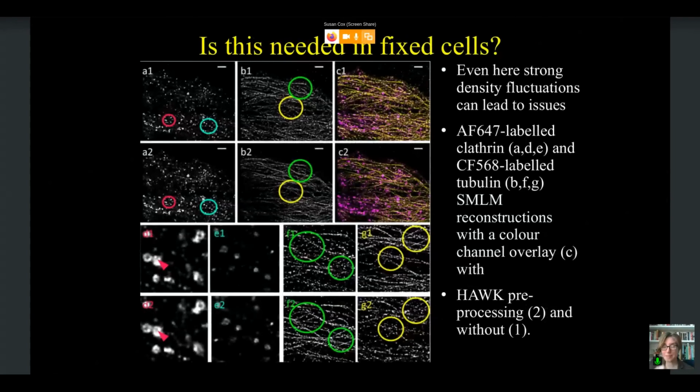So I've made the case for why we might want this in fixed cells. Do we need it in live cells? Do we need it in fixed cells? Well, I think it can often improve performance in fixed cells. The second color channel often doesn't perform as well as the first color channel. And this can lead to a lot of loss of information if you use a standard fitting method. If you use Hawk, you can get much nicer performance, much less punctate appearance of your sample.